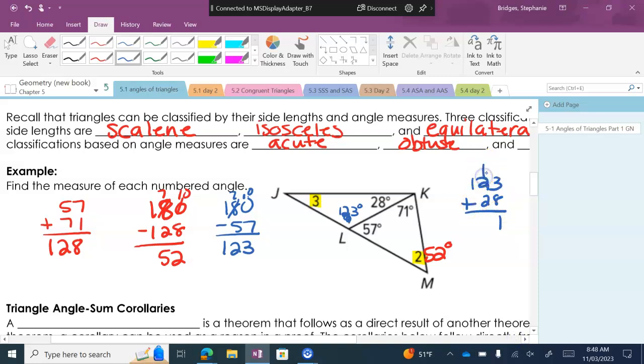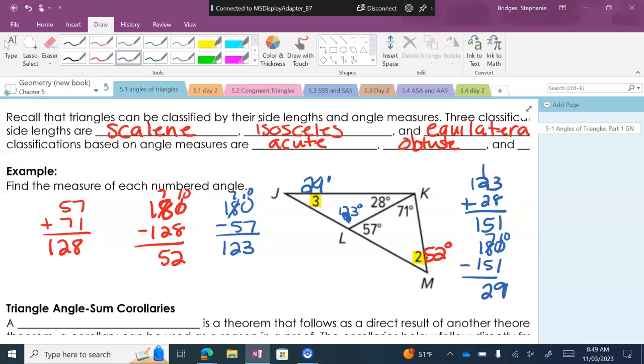That's 11, that's 5. And then what do I do with that 151? Subtract it from 180, yep. And I find out that that angle is how many degrees? 29. So we can find missing angle measures using the triangle angle sum, which means all three angles of a triangle add up to be 180.